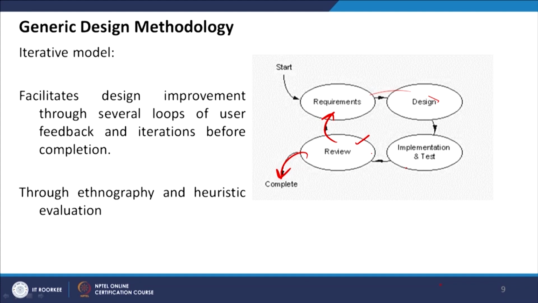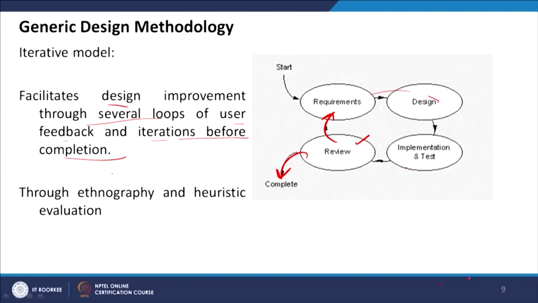So the iterative model facilitates design improvement through several loops of user feedback and iterations before completion. You might think that if there is one process and it goes back, the loop will make the process shorter. But when it comes within the loop, the process might be longer. It might take longer because finding users and testing takes time, and the money involved will be more. But it reduces the risk factor, and it is proven that a product designed in this process works much better when it is finally launched.